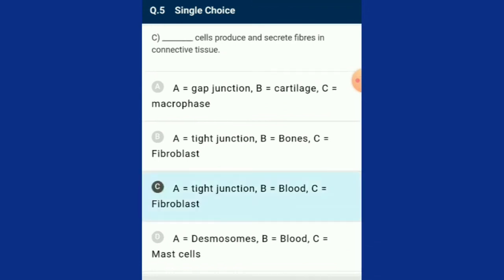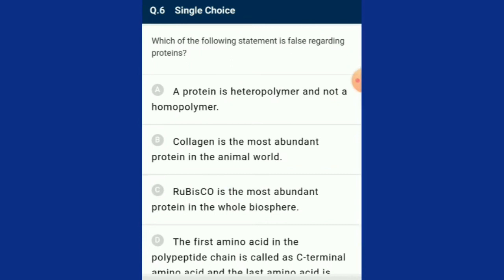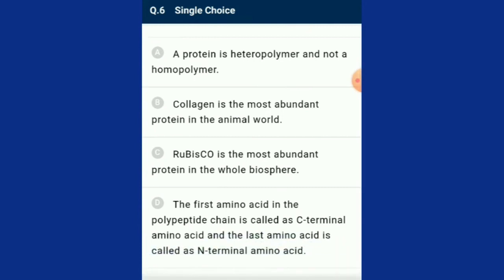Question number 6. Which of the following statement is false regarding proteins? Amino acid gets polymerized to form peptide chain by the linkage of successive amino acids through peptide bonds. Peptide bond is formed in between two amino acids by eliminating a water molecule. The polarity of polypeptide chain is due to its different polar terminal groups. In a polypeptide chain, one end contains an amino group which is called N terminal, while the other end of the polypeptide chain contains carboxyl group, that is COOH, which is known as the C terminal of the polypeptide chain. So the answer is option D.